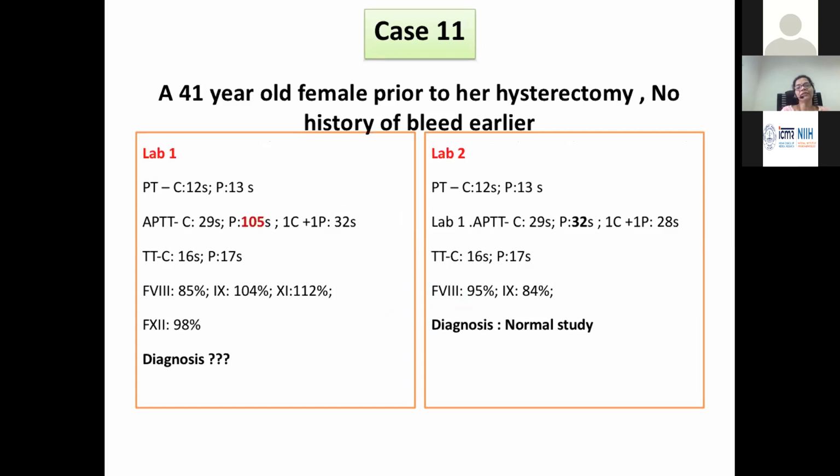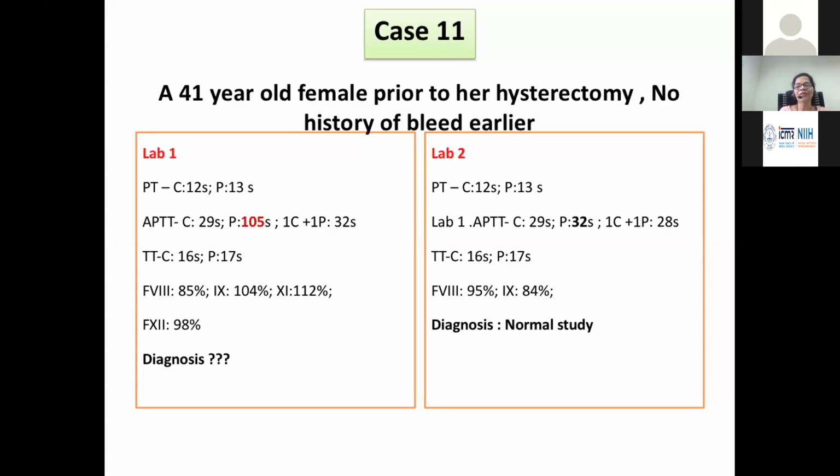Now, this is a female. Prior to her hysterectomy, there is no history of bleed. One of the labs got the APTT highly prolonged. Mixing is totally correcting, so lupus is ruled out. PT, APTT normal, all factors normal. Every factor related to APTT is normal. So what is the diagnosis? APTT is prolonged, but none of the factors are low, and the mixing is getting corrected. So you are in a dilemma.